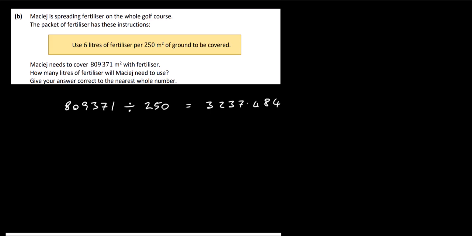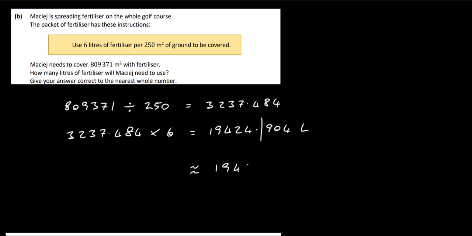So each of those requires 6 liters of fertilizer. So what we do is we take 3237.484 and we multiply that by 6. That'll give us the total number of liters required to cover the course that he wants to cover. So when you do that, you get 19424.904 liters. We have to correct to the nearest whole number, so we've got to stop here. The number after the 4 is a 5, 6, 7, 8, or 9, so we round that 4 up to a 5. So it's 19425 liters. Okay, next question.